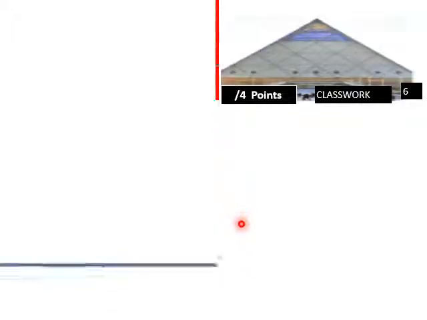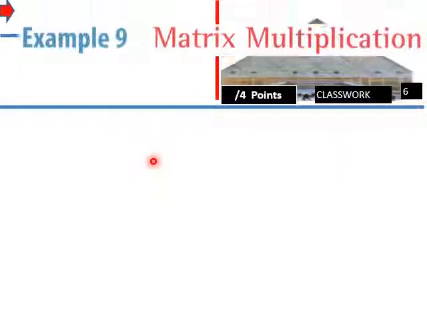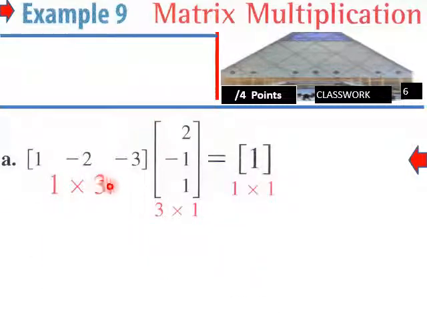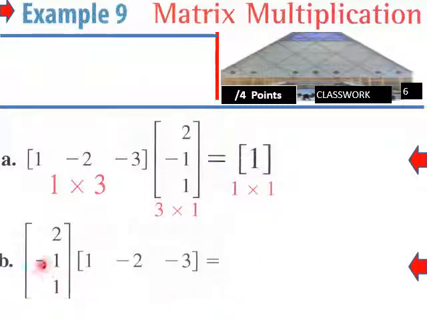Okay, let's go into another example now. We have example 9, matrix multiplication. So now we have a 1 by 3 by a 3 by 1. This would give us a 1 by 1. And then B here. So again, how do we get that? 1 times 2, -2 would be +2. So that'd be 4. And then -3 times 1 be -3, and +4 gives us a 1.